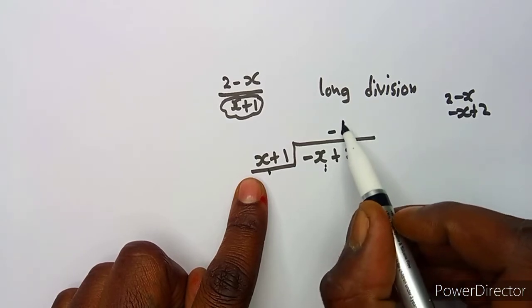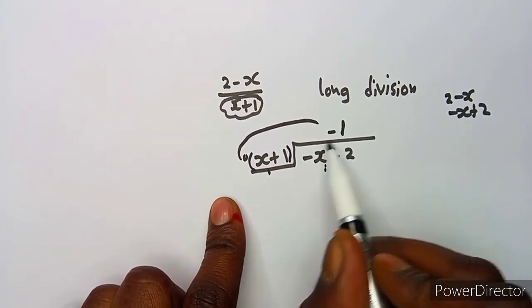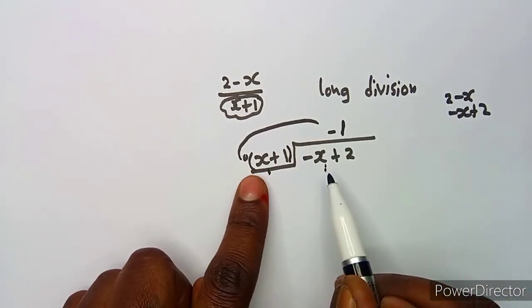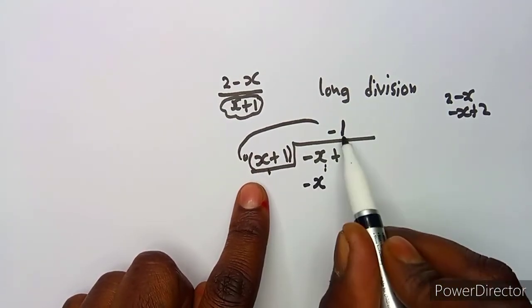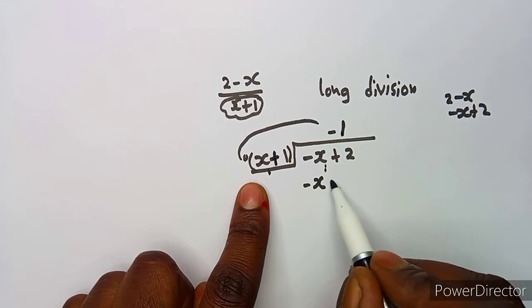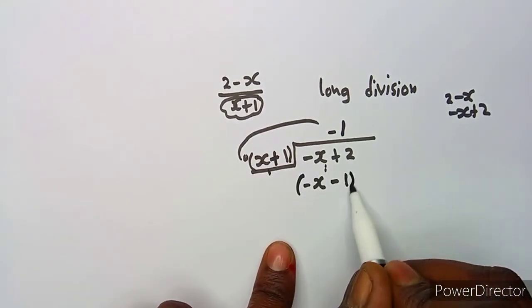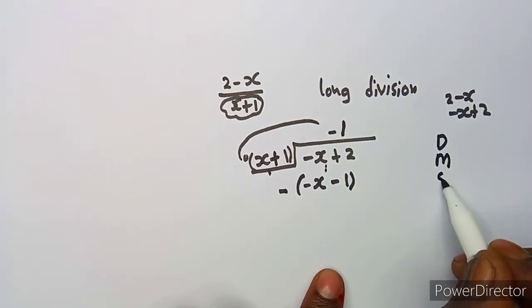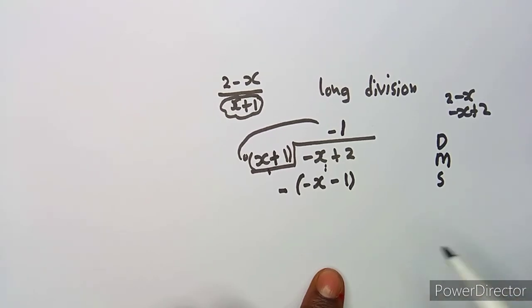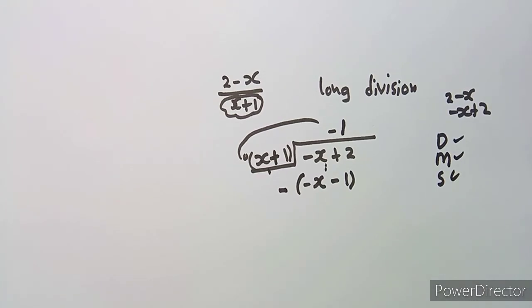The number that you get here, you multiply it back onto every term on this part. So this minus 1 multiplies everything back here. It's minus 1 times x, which is minus x, and minus 1 times plus 1, which gives us minus 1. So you multiply back everything, then after doing that, you subtract. So it's divide, multiply back, subtract. Then you redo this. That's the concept. You keep on doing this if it's possible.